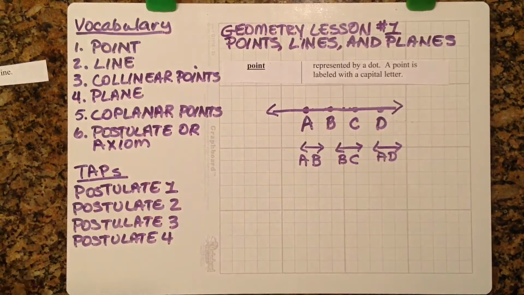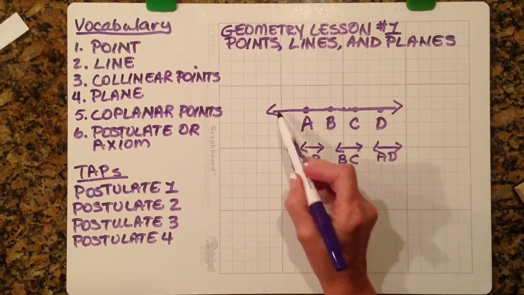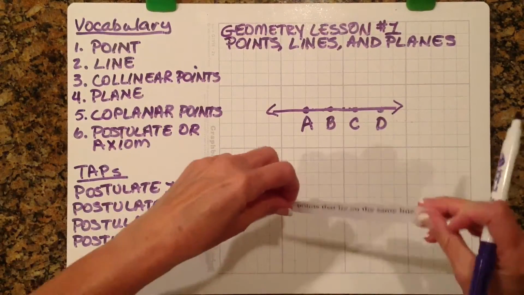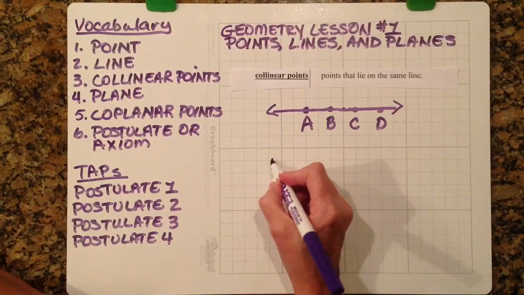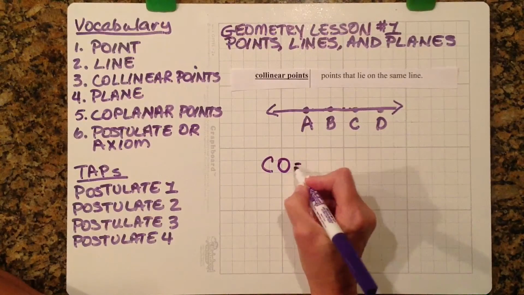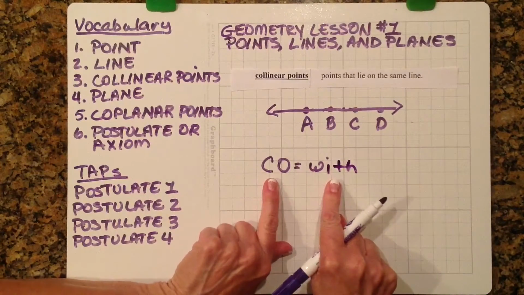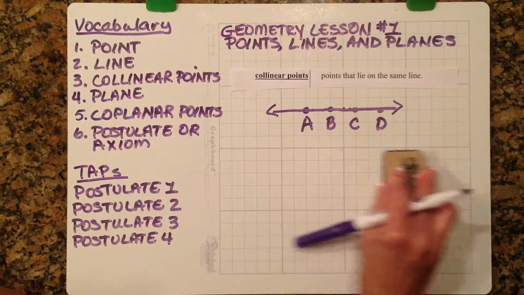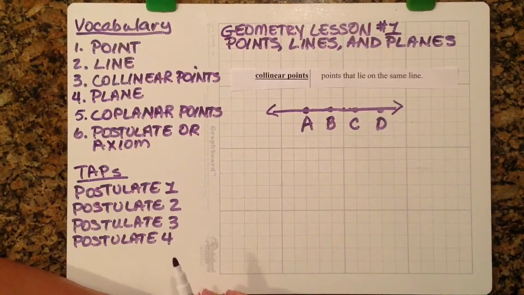Okay, now, if I had a bunch of points all lined up making a line, they are called collinear. Going back with English, what does co mean? Co means with. If you have a coworker, that means you work with that person. You're side by side. So collinear means they're with the same line. So collinear points are points that lie on the same line.